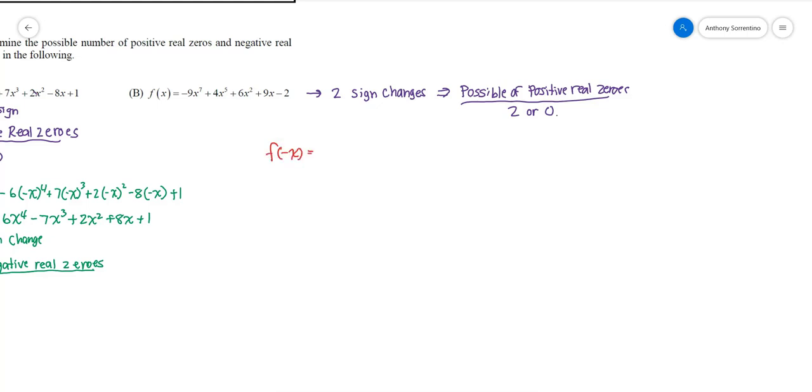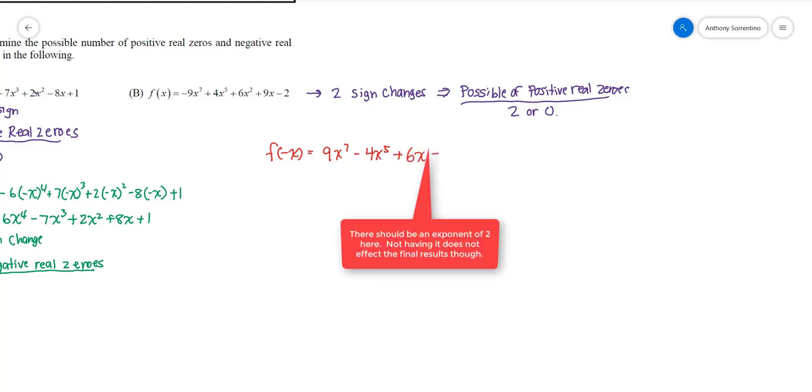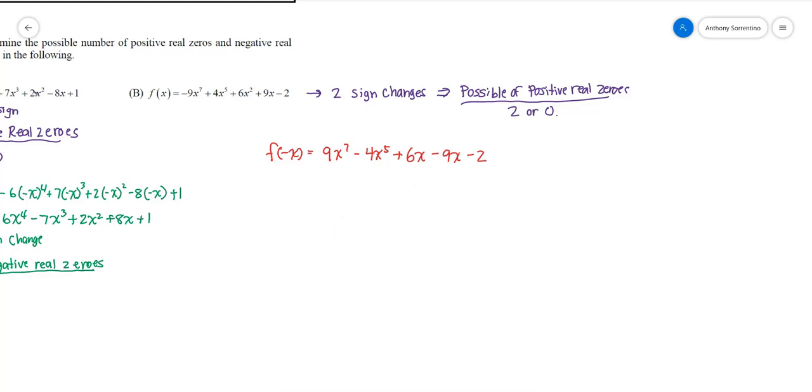And as a shortcut, anything that has an odd degree is going to have a sign change when I do f of negative x. Hopefully you've noticed that now. So anything that has an odd exponent on the x is going to have a sign change. So this is going to become a positive 9x to the seventh. This is going to become a minus 4x to the fifth. The x squared is going to stay the same. The 9x is going to have a sign change because that's an odd power. And of course, the minus 2 has no x on it, so changing it to a negative x won't do anything. And now I see that I have 1, 2, 3 sign changes.